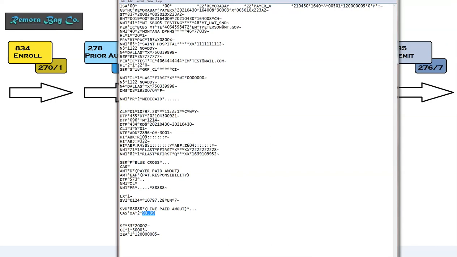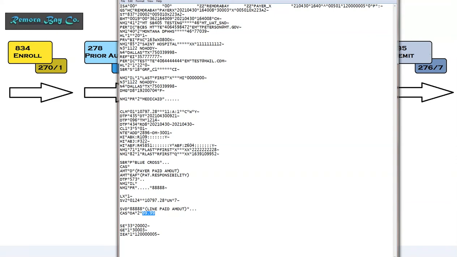A CAS segment has a group code in the CAS01, and that dictates the type of adjustments for the entire segment. Now, there are actually up to six adjustments that could be made per one CAS segment. The CAS02 is going to show you, for example, the claim adjustment reason code. We call them CARC codes. And then the adjustment amount. Again, there could be up to six of these, and they're called triplets. The dollar amounts are basically going to be in CAS 3, 6, 9, 12, 15, and 18.